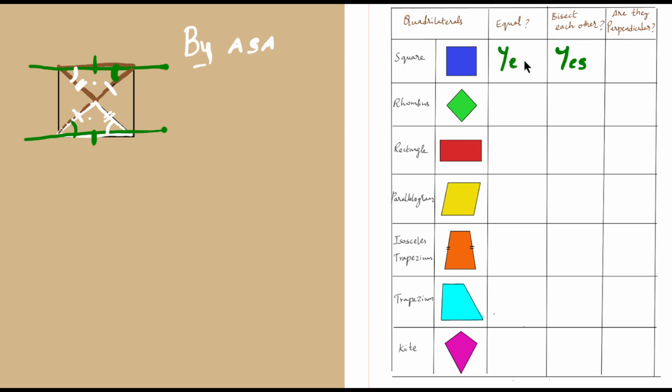As I had written yes here also, I erased it. And now, are they perpendicular to one another? So we have concluded that yes, they bisect each other. Now let's find out whether they are perpendicular to one another.